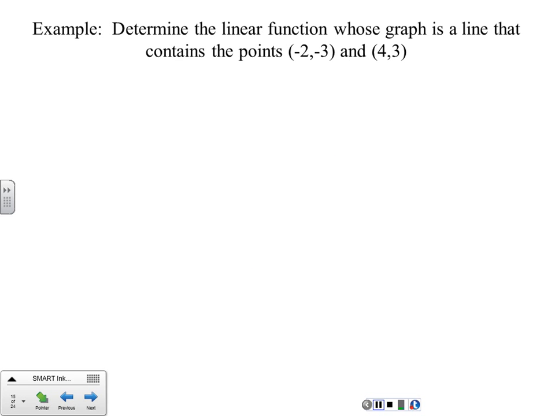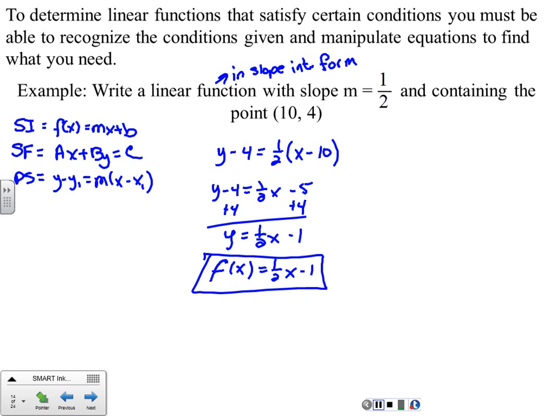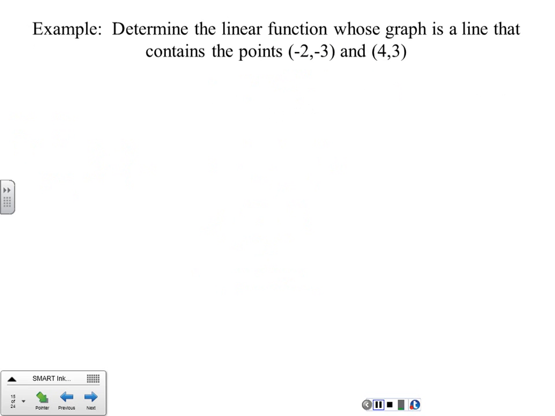Well, in the previous problem, I made it easy on you, didn't I? Did I give you slope in this problem? Yes, so I made it easy on you. But I don't have to give you slope. I can give you 2 ordered pairs and make you find slope. Okay, so let's do that first. Let's find slope. m equals y2 minus y1 over x2 minus x1. So y2 minus y1 over x2 minus x1.